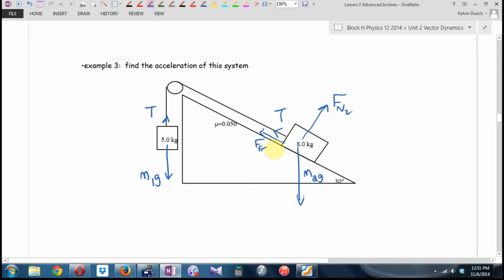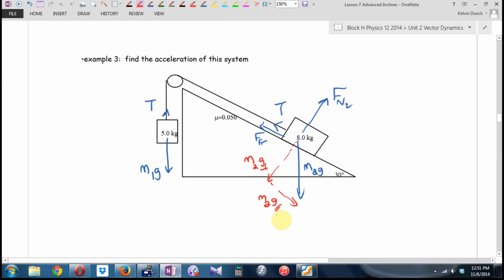What we would do now with that M2G pointing straight down, so it's on a ramp, we would componentize it. We would go M2G perpendicular. We would go M2G parallel. We've decided that the 8 kilogram mass is sliding down the hill, which means who have I really decided is the winning force? Who's winning? If I've decided that things are going this way, who's winning?